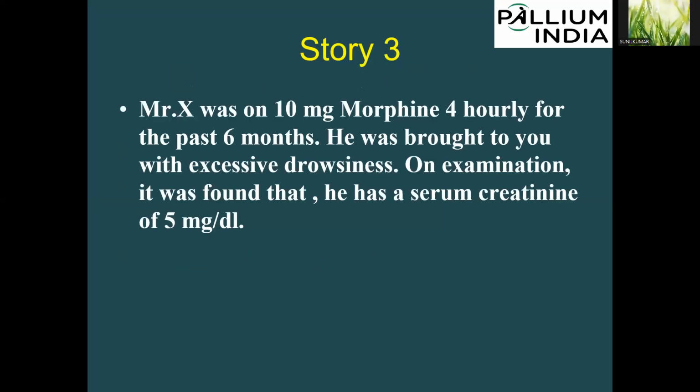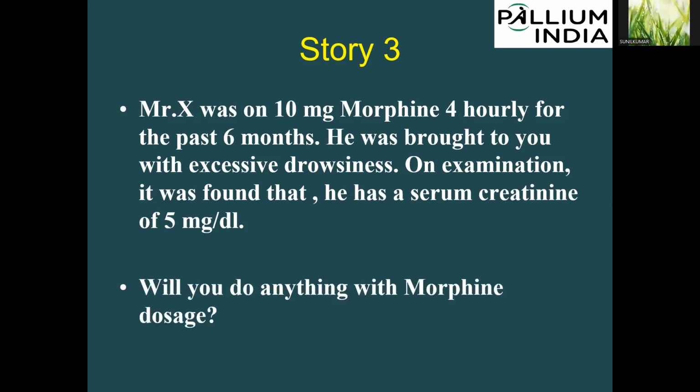So our patient who was on 10 milligram of morphine every 4 hourly for the past 6 months had very good pain relief for the past 6 months. But then he was brought to the casualty with excessive drowsiness. And you actually investigated a lot, and you found out that now his serum creatinine is 5 milligrams per deciliter. Would you do anything with the morphine dosage?